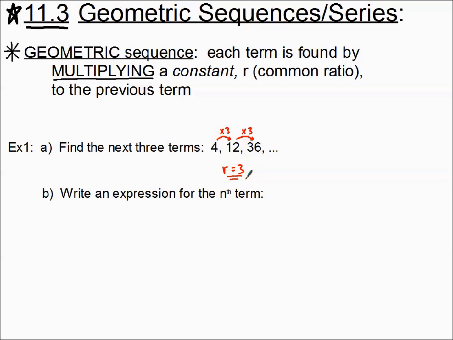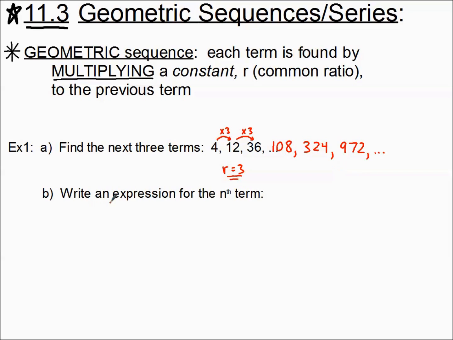So if we keep multiplying by 3, it says find the next three terms. 36 times 3 is 108. 108 times 3 is 324. 324 times 3 is 972. And we could keep going. And you can see that geometric sequences can get some really high terms really fast. So that's the power of multiplying.